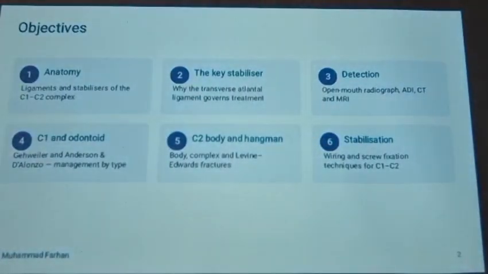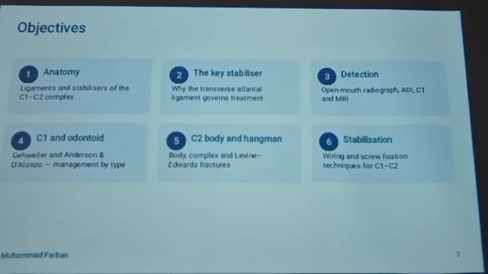The objectives of today are that we are first going to discuss the anatomy of C1 and C2, then the key stabilizers which influence the management options, and the different investigations which are available for proper diagnosis. Then we proceed to the management of C1 and C2 and different types of fractures according to their classification. We are also going to discuss the different techniques available for fixation, fusion and stabilization of these injuries.